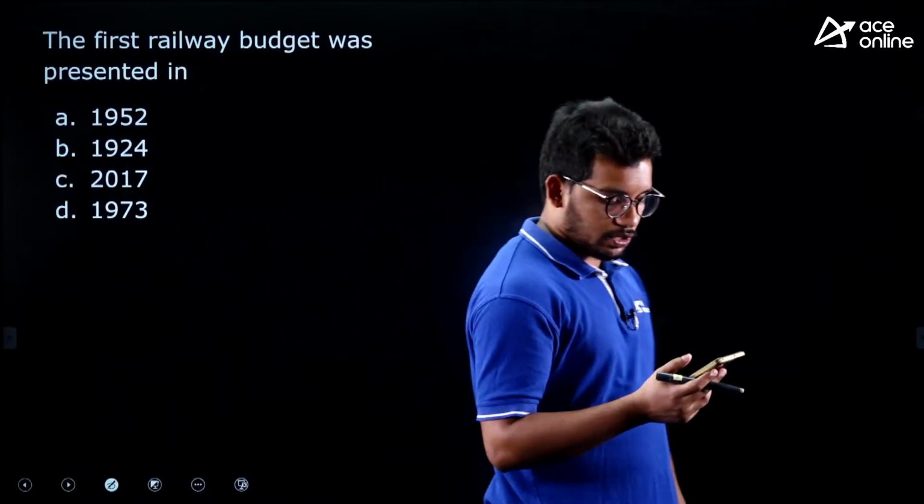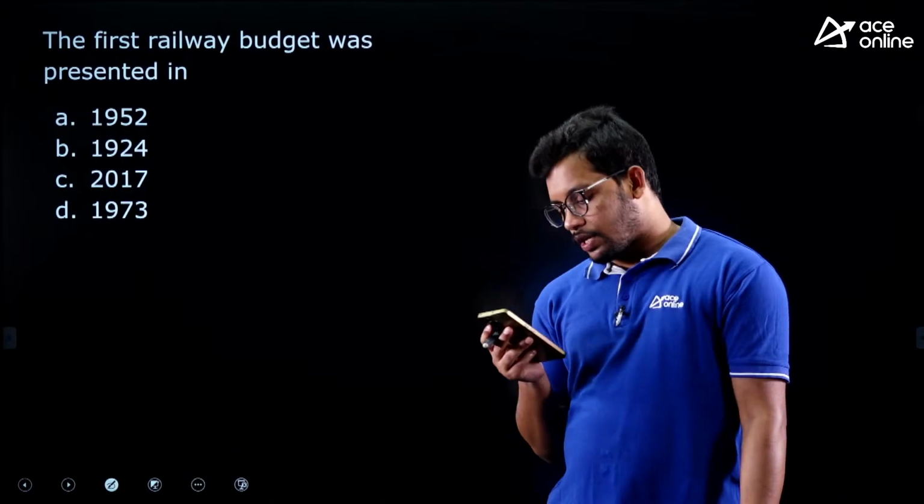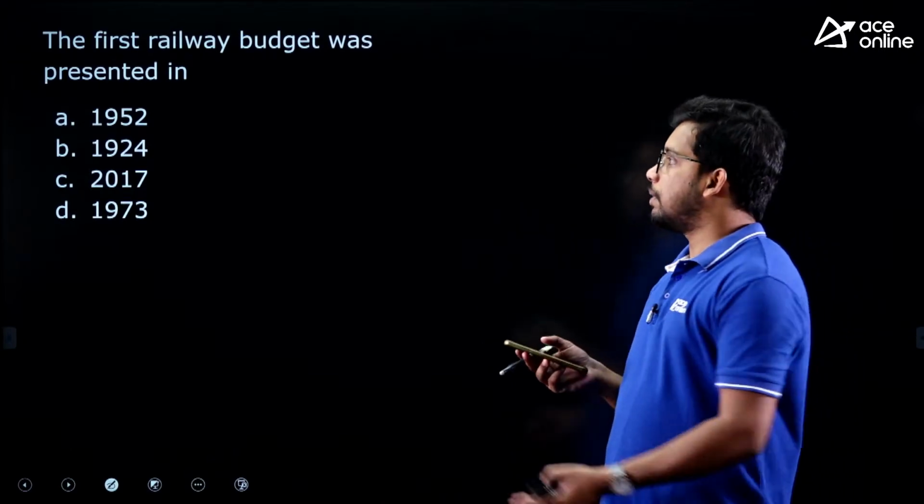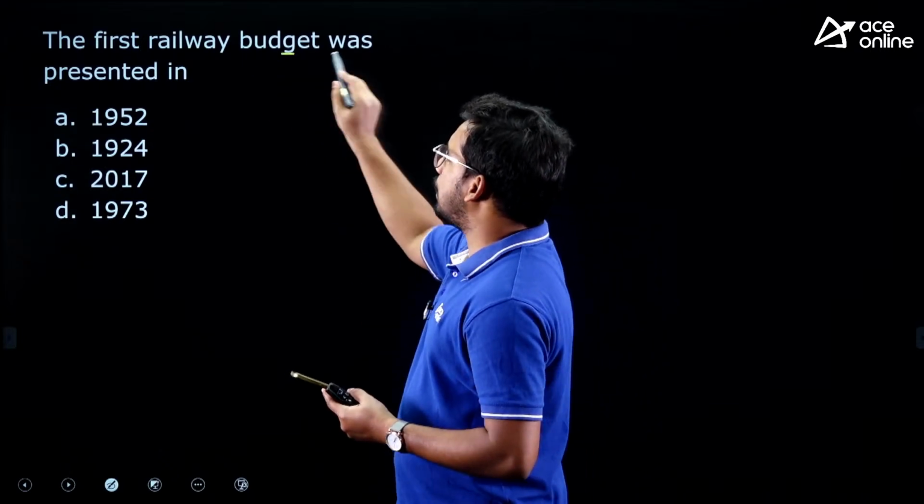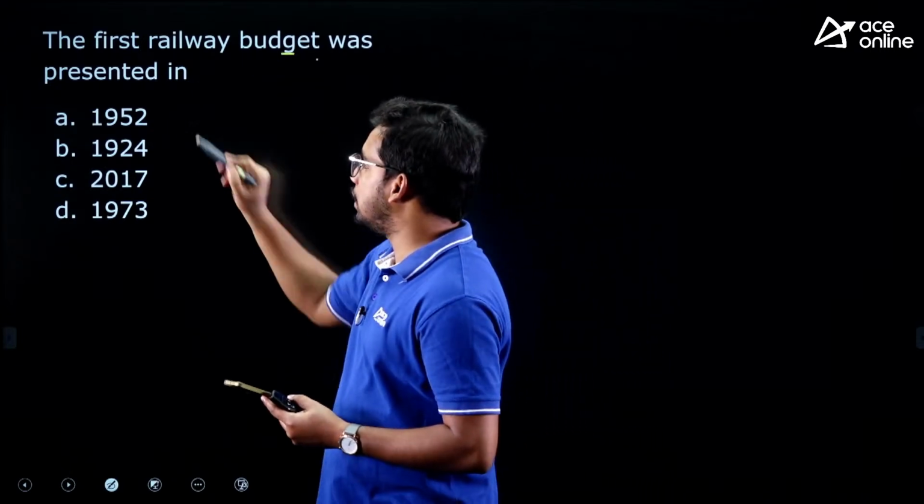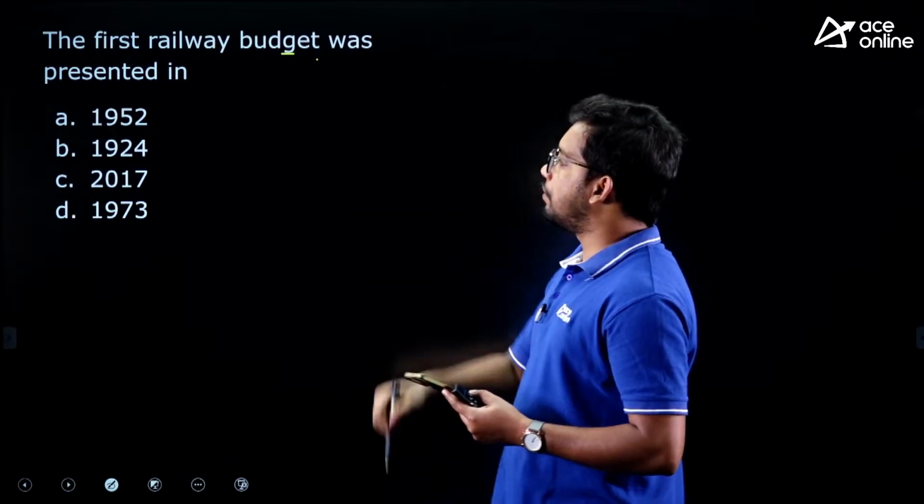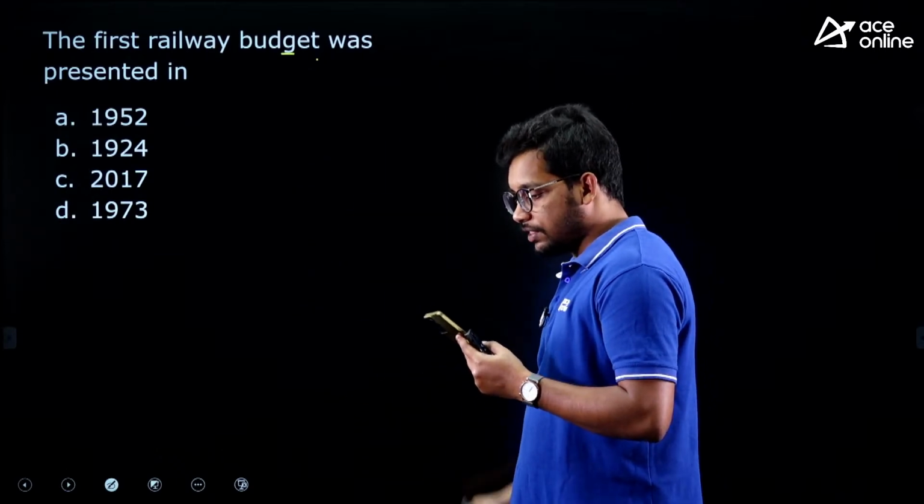Now answer this question. Yes, Chakradhar, the answer is A for the previous question, but now answer this particular question. The first railway budget separately was presented in 1952, 1924, 2017, 1973.